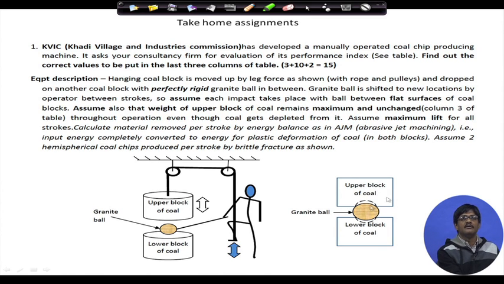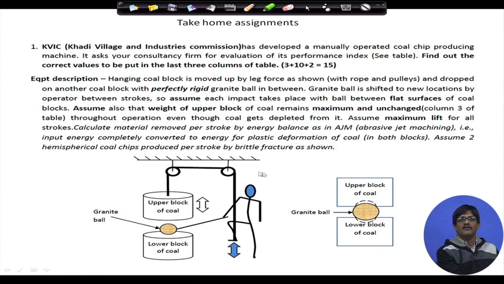There is an upper block of coal, hanging coal block, moved up by leg force. There is a rope and there are 2 pulleys, and the person is putting his foot down and putting his foot up, and the block is going up and down. In between he has put a granite ball which he can shift to different locations, and therefore, just like ultrasonic machining, there are 2 chips coming out, one from the upper coal and one from the lower coal.